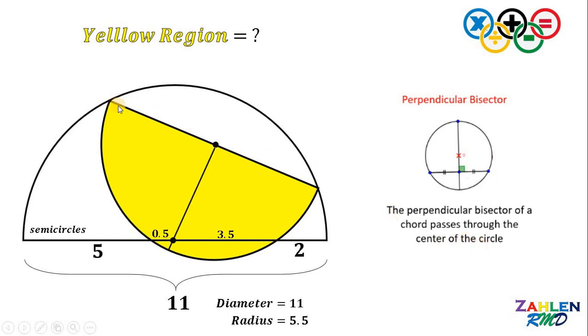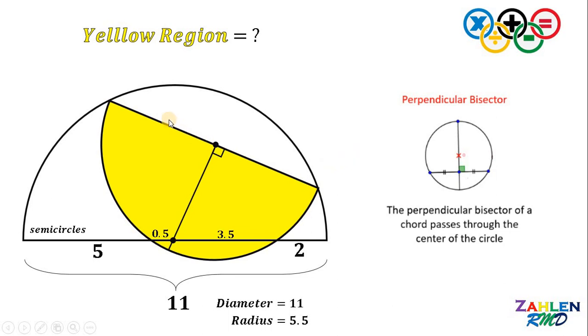Now take a look at the diameter of this small semicircle. This is also a chord of this big semicircle. Notice that this radius passes through the center of this big semicircle, and it divides this chord into two equal parts. It follows that this radius is a perpendicular bisector, or simply, it is perpendicular to the diameter.